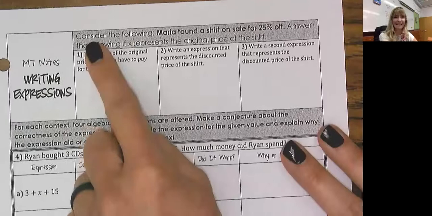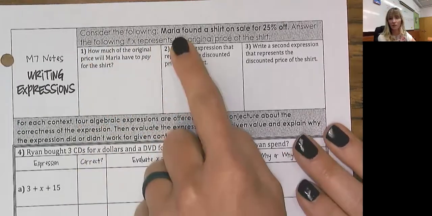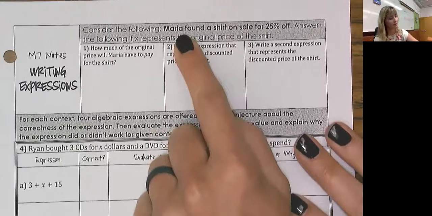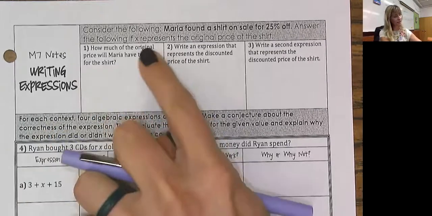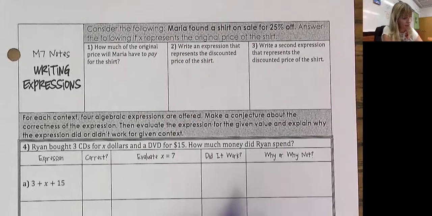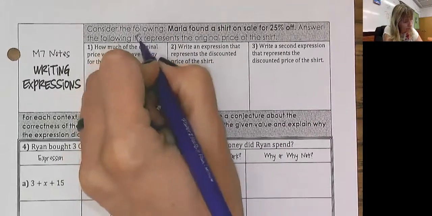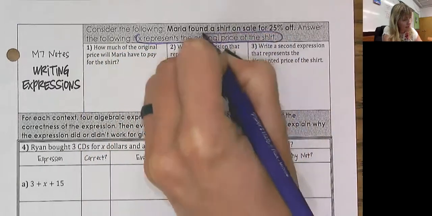On the top, it says this in the gray box here. Consider the following. Maria found a shirt on sale for 25% off. Has that ever happened to you? Discounts, sales, when you see those signs, do you know what they mean? Do you know how to do the math behind it? Here's what it says. Answer the following if. I would like you to take a pen or a pencil and circle this with me right now. X represents the original price of the shirt.